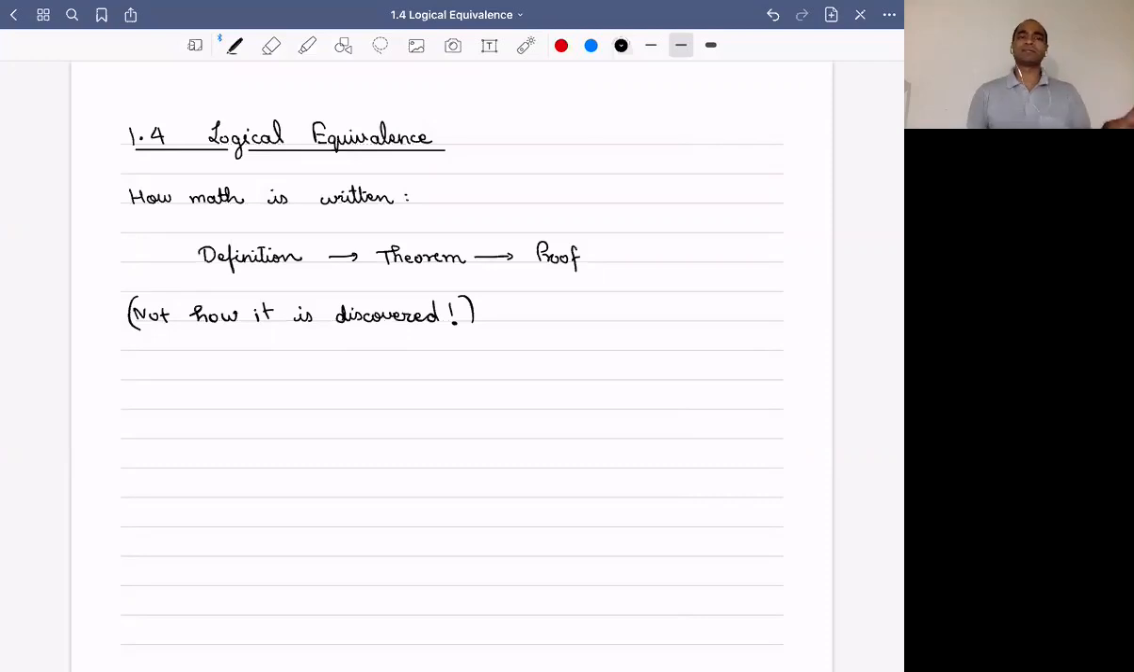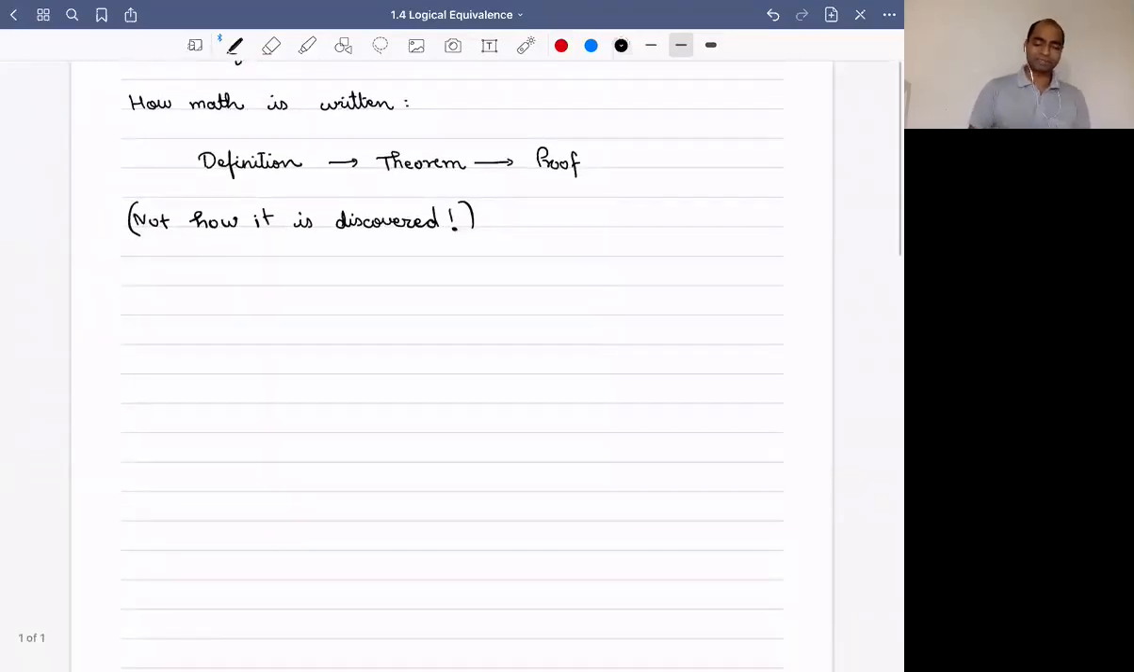And this is what we have done so far. We have done a lot of definitions, and now it is time to do some theorems. So we will today do our first theorem, which is called De Morgan's law. Also, a caveat, that's not how math is discovered. Discovery of math is much more nonlinear and very creative and fuzzy.